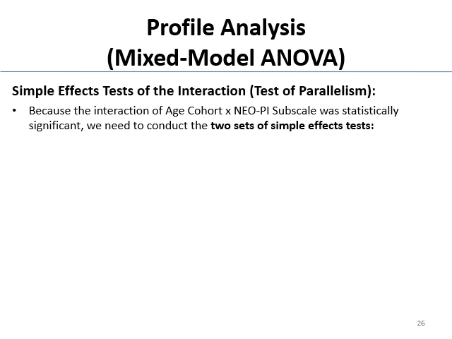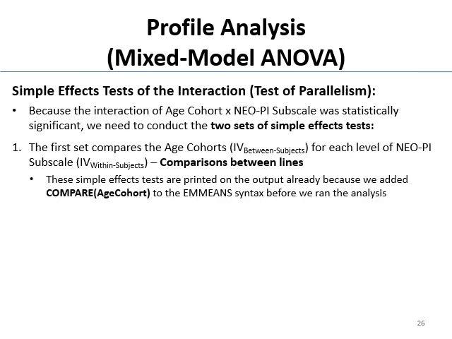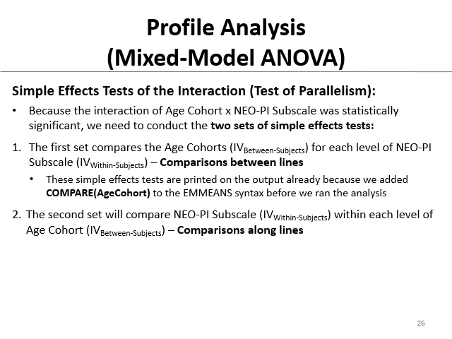So you can, again, sort of rank them. What are they highest on, lowest on, etc. So again, the first set compares the age cohorts, that's your between subjects IV, for each level of the new OPI subscale, that's your within subjects IV. So that is what I was calling the comparison between the lines. These simple effects tests are printed on the output because we added compare age cohort to the e-mean syntax when we ran the analysis. The second set of simple effects tests will compare the new OPI subscales, that is your within subjects independent variable. It says within each level of age cohort. It might be clear to say for each level of age cohort, right? So one for young, one for old. And that is the comparison along the lines.